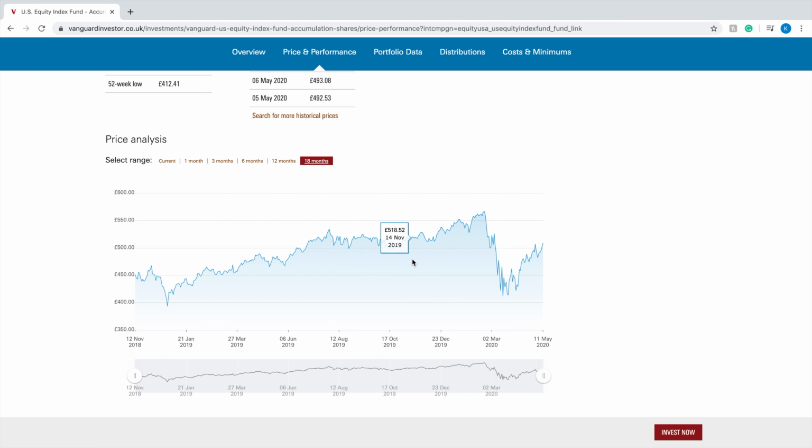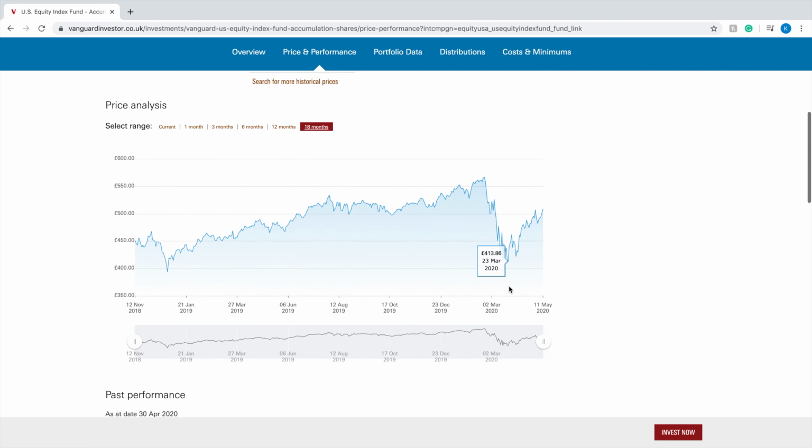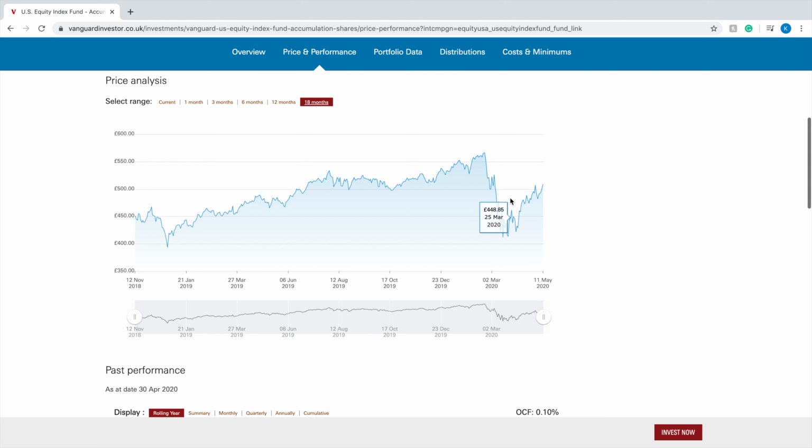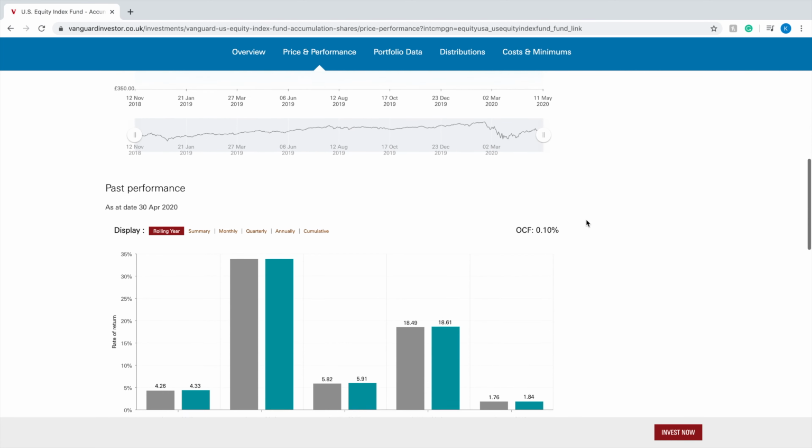Essentially, if you invest in this fund every month regularly, then you tend to buy through this curve. So you buy a few shares when the price is high, and then you tend to buy even more shares when it's low. So overall, it tends to average out. It's called dollar cost averaging or pound cost averaging. It's a proven method, and it's the best method to invest regularly in an index fund.